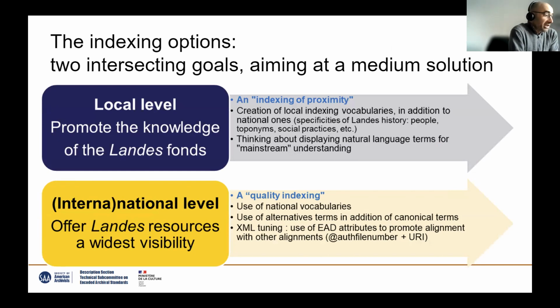Each archival institution can aim at particular and varied objectives through the implementation of a harmonized indexing. Within the Archives of the Land, we have chosen to put forward 2 objectives: to promote locally the knowledge of the land funds, thanks to an indexing of proximity, and to offer land resources the widest possible visibility at the national level and beyond, thanks to quality indexing.